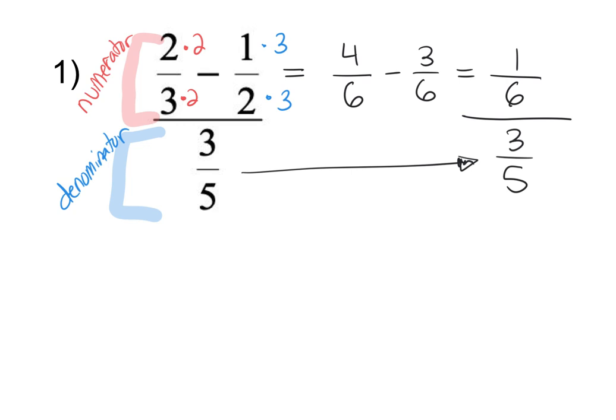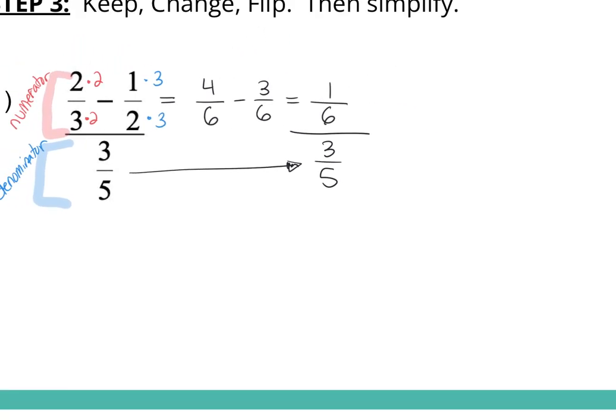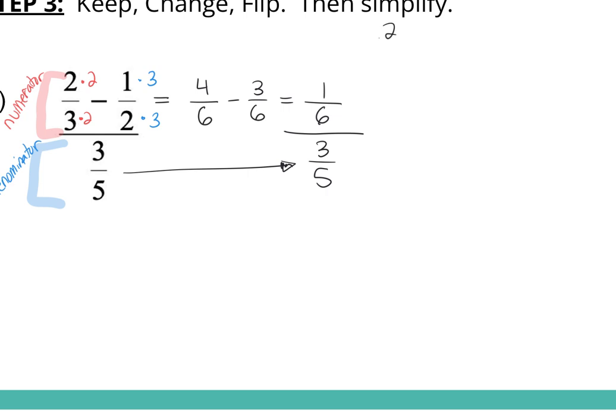Now that we have one thing in the numerator and one thing in the denominator, now we're going to write it as a division problem, okay? We can rewrite this guy just like 2/3 is the same as 2 divided by 3. Same idea here. 1/6 over 3/5 is the same as 1/6 divided by 3/5. Numerator divided by denominator, okay?